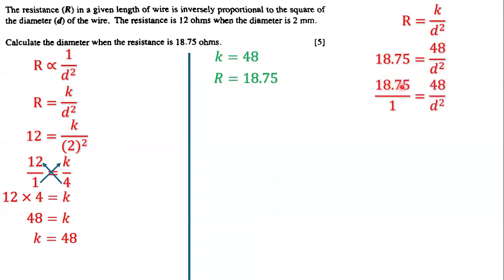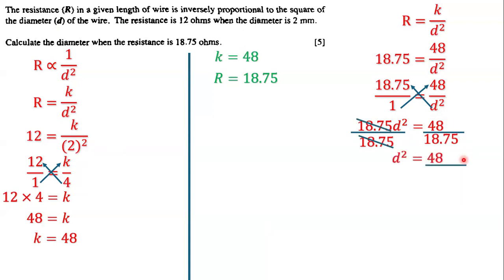Next, we take 18.75 and put it over 1, and we set it equal to 48 divided by D squared. And here we cross multiply. So we have 18.75 multiplied by D squared, and 1 multiplied by 48. And so we have 18.75 D squared is equal to 48. Our goal is to isolate D squared, so let's divide both sides of this equation by 18.75. This cancels with that, and we're left with D squared is equal to 48 divided by 18.75.